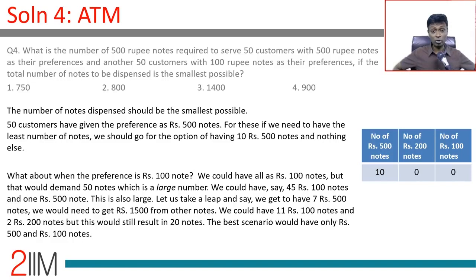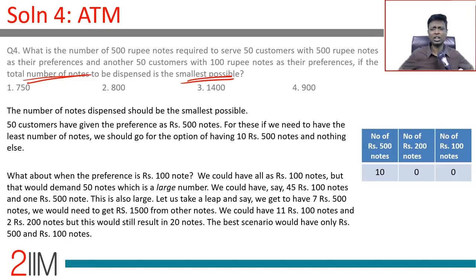What is the number of 500 rupee notes required to serve 50 customers with 500 rupee notes as their preference, and another 50 customers with 100 rupee notes as their preference, where the total number of notes to be dispensed is the smallest possible? It's dispensing 5,000 rupees. The number of notes should be the smallest. What is the inference here? The total number of notes is the smallest possible. That means we need to have as many 500 rupee notes as possible, as few 100 rupee notes as possible. The more notes of the higher denomination, the fewer notes we will require.